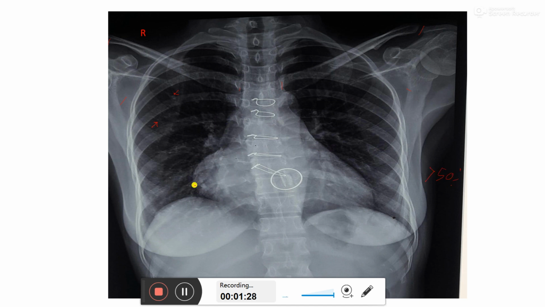So it is a case of cardiomegaly, and some hilar markings are prominent. So it is a case of CHF also. And if you see here, you can see the straightening of the heart border. Straightening of the heart border is a special feature of mitral stenosis.